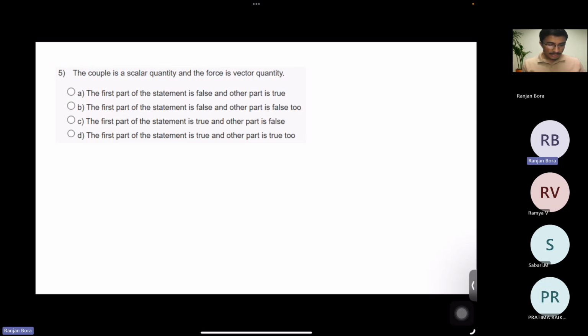Next is: the couple is a scalar quantity and the force is a vector quantity. We have seen today what is a couple and what is a force. So we know that couple is also a vector quantity and force is a vector quantity. So this first statement is false and the other part is true.